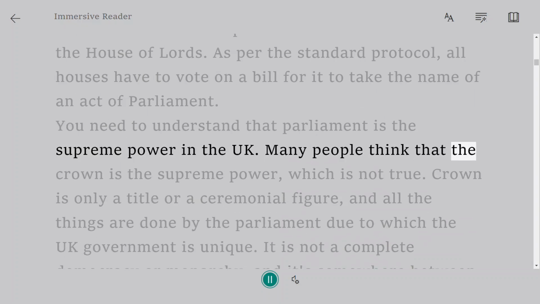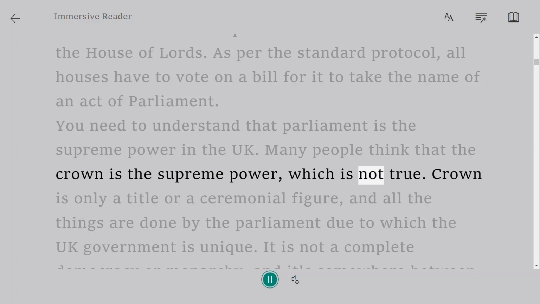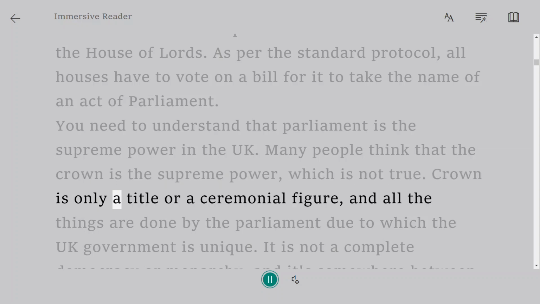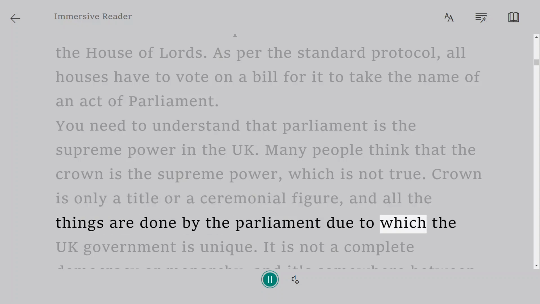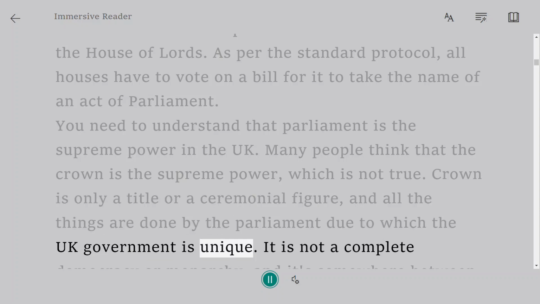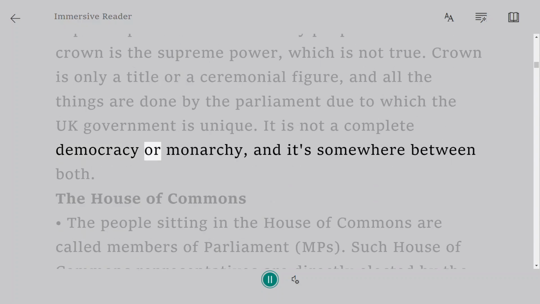Many people think that the Crown is the supreme power, which is not true. The Crown is only a title or a ceremonial figure, and all the things are done by the Parliament, due to which the UK government is unique. It is not a complete democracy or monarchy, and it's somewhere between both.